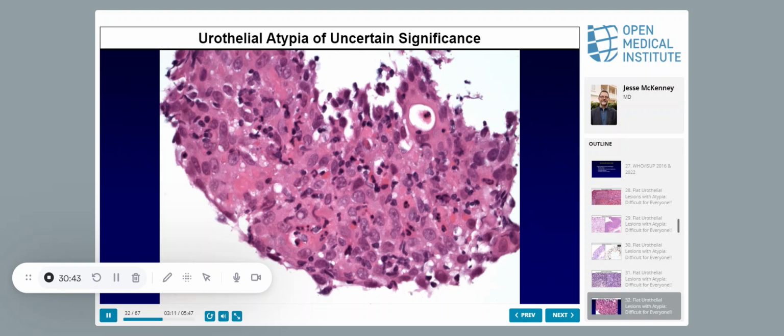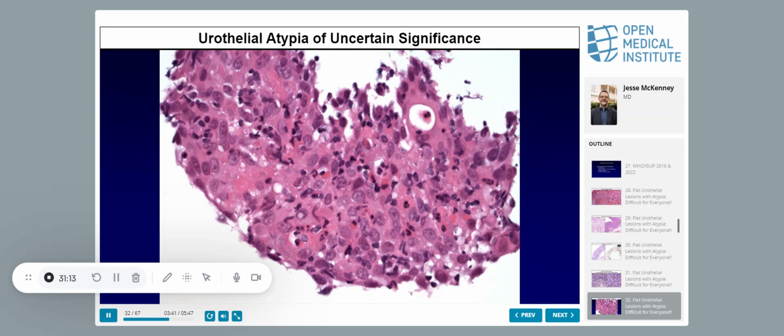This is a great case. I don't know what this is. I suspect this is florid reactive atypia, and I bet if we looked it up, this patient had an indwelling catheter, and they did one of those really bad ideas, which is to pull the catheter and do a biopsy right after, because this is what you're going to see. We'll talk about that. You just have to be careful with that kind of stuff.